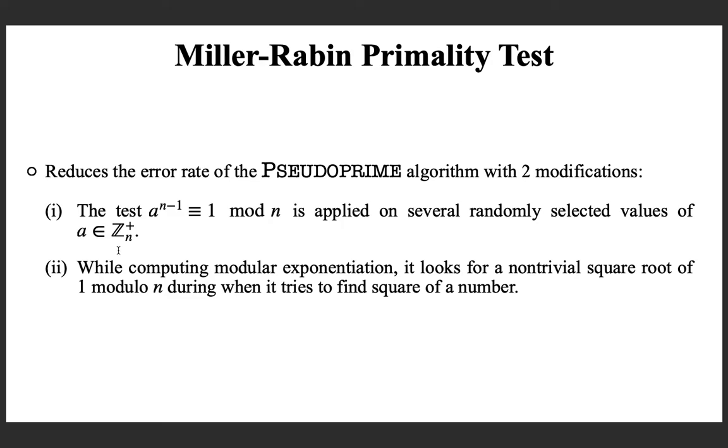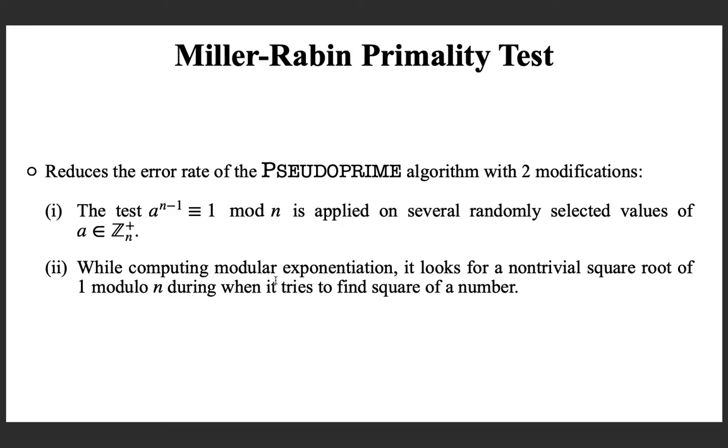Another improvisation is making it faster. While computing the modular exponentiation, if you recall from the previous lecture, the major operation that we did in the modular exponentiation is squaring, repeated squaring. Now what it does is, in between when it tries to find the modular exponentiation, if it finds a non-trivial square root of 1, then it declares that it is a composite number.